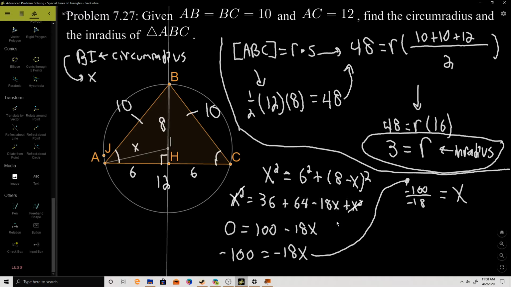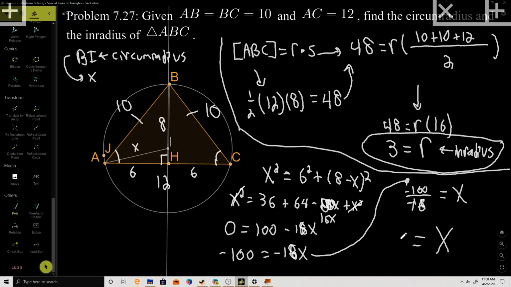This is not 18. That is 16. Negative 16x. I knew I was messing something up. 16. There we go. Because if you multiply this out, 8 times negative x, negative 8x, and you do that twice, 8 and 8 is 16. So both of these are divisible by 4. 100 divided by 4 is 25, and 16 divided by 4 is 4. And that is your circumradius.